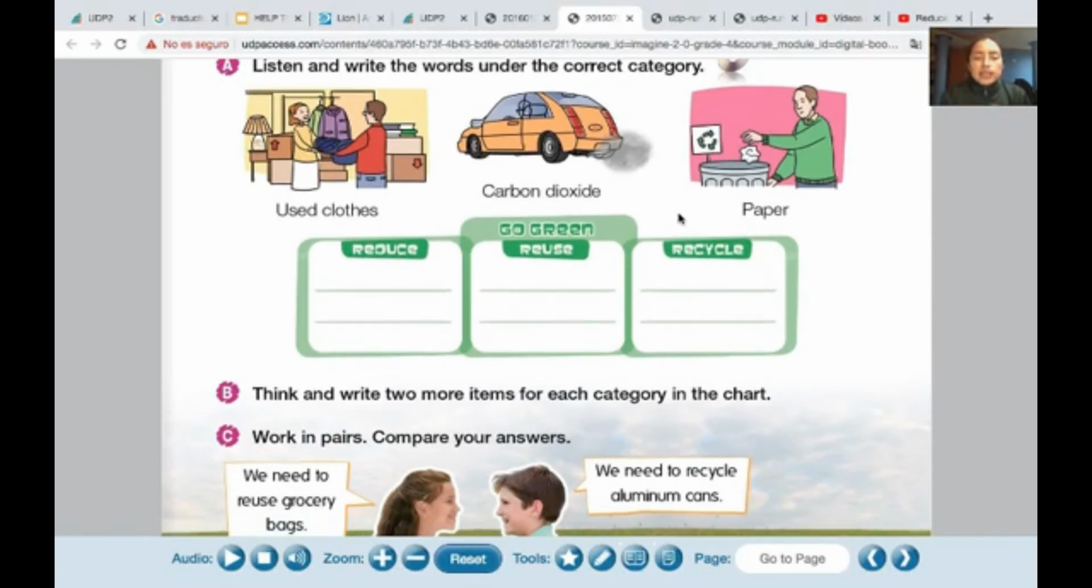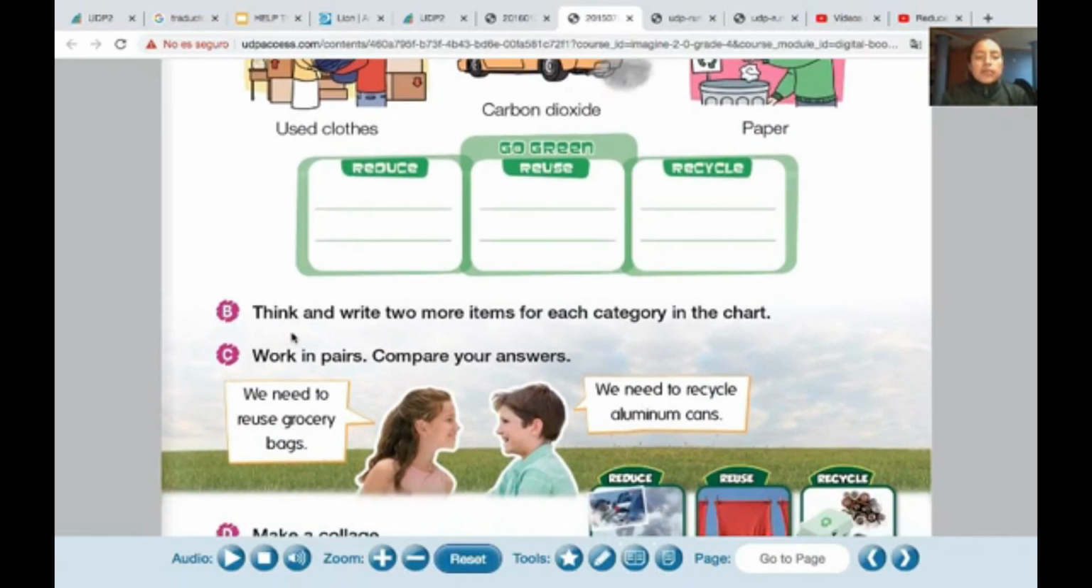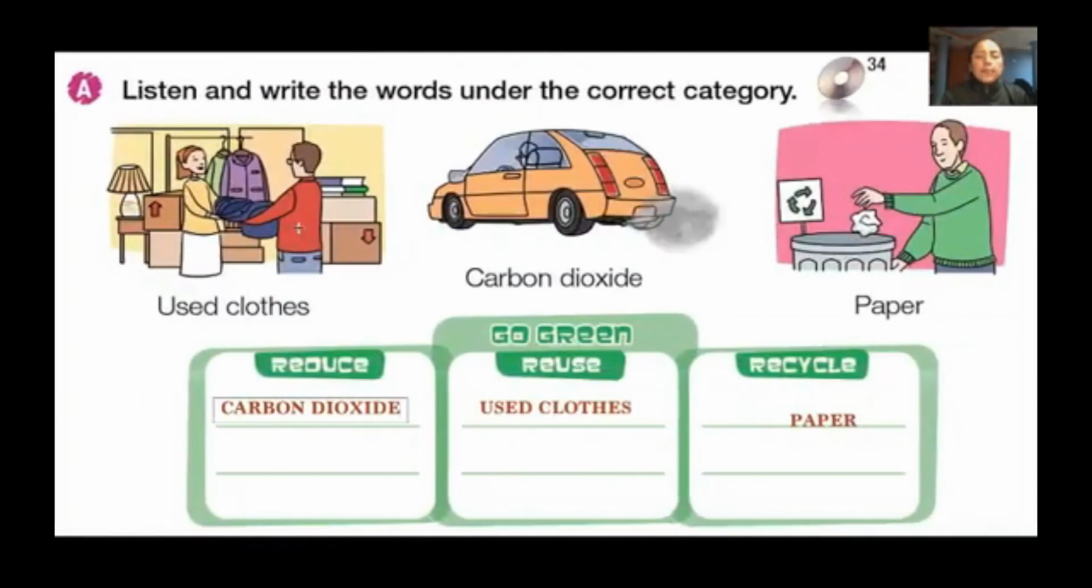Okay, please. In this activity B, think and write 2 more things to each category in the chart. For example, you can reduce the pollution. What is pollution? Do you know what is pollution? Excellent. Pollution, in this case, is something that is damaging to the environment, dangerous for the environment. Okay, contamination. And in the case of reduce, what do you have to reduce?